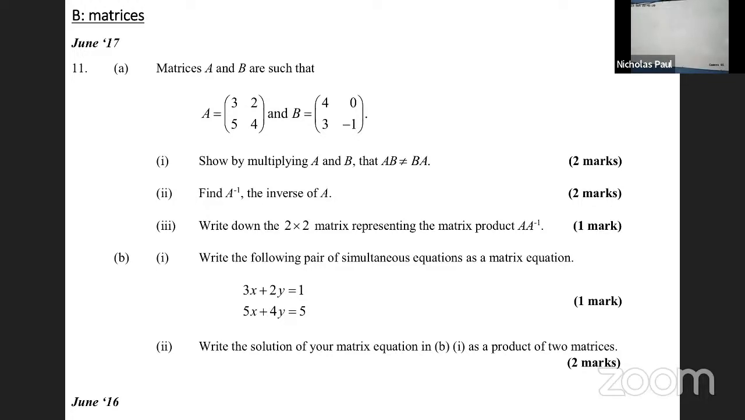Right, so you want to show that AB is not the same as BA, right? Now again, the same value, which we did not commute, right? Go ahead, find the inverse. What is supposed to be part 3? Part 3 is what? What's the other part 3?